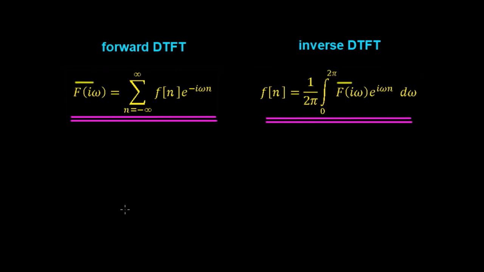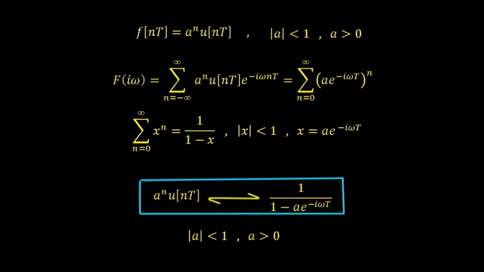So let's go ahead and look at an example of the forward transform, and we'll look at it in MATLAB as well. So let's look at finding the discrete time Fourier transform of this function here: f(nT) equals a to the n u(nT). Now u(nT) is a unit step, so it's only going to exist for values greater than 0. And we'll restrict this to mod a is less than 1. In fact, we'll restrict it even further and say that a has to be greater than 0. So a is greater than 0 and less than 1.